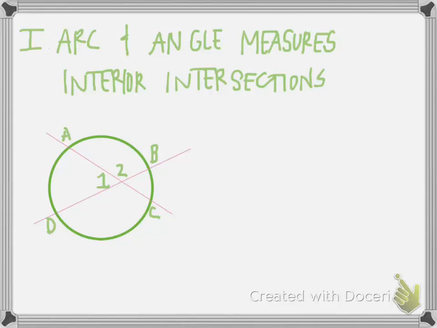Okay, so today we're going to talk about arc and angle measures. We're going to talk about intersecting chords, secants, and tangents.